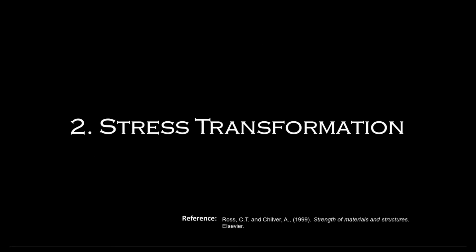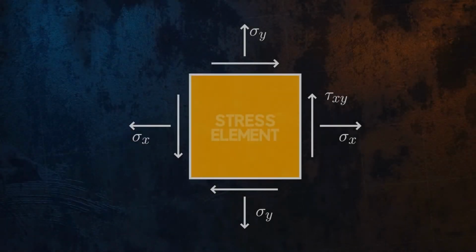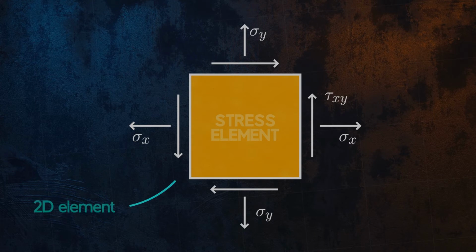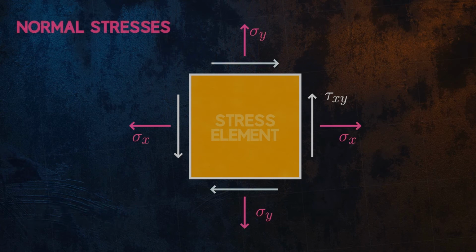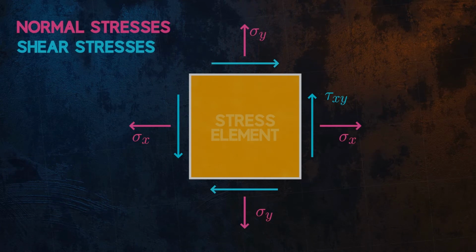We are going to take a look at the stress and strain transformation. Let's start by reminding ourselves about the stress element. The stress element is a useful way of describing the stresses acting at a single point within a body. We will consider a two-dimensional stress element, corresponding to a state of plane stress. The normal stresses and shear stresses are shown on the four faces of the element.